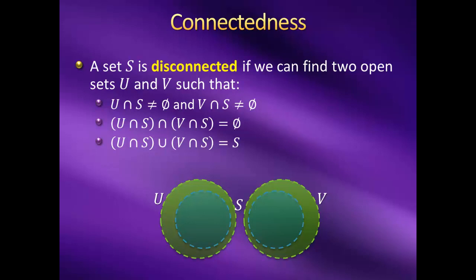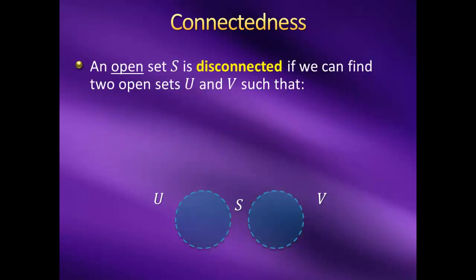Basically, what this means is that a disconnected set is one that can be enclosed by two non-empty open sets, splitting the entire set into two pieces that have nothing in common. By the way, if S itself is an open set, then it becomes even easier to show if it's disconnected. All we need to do is find two open sets U and V such that U intersect V is empty and U union V is the entire set S.